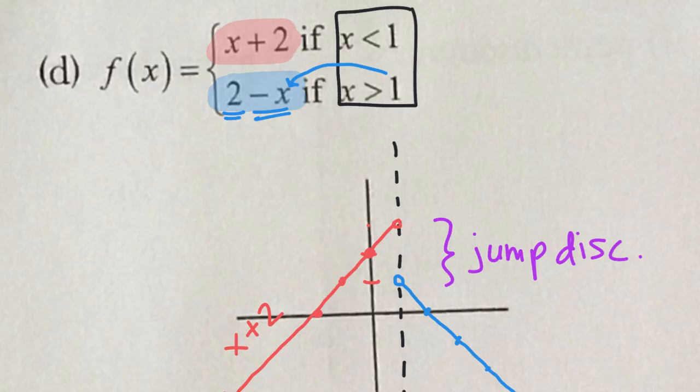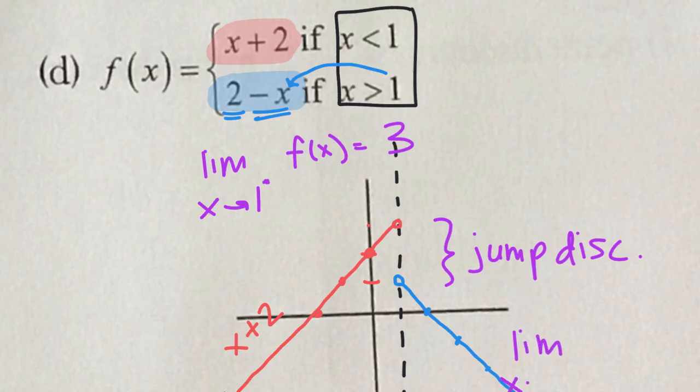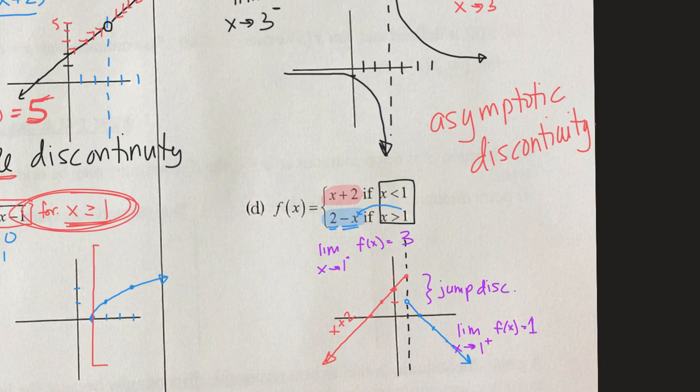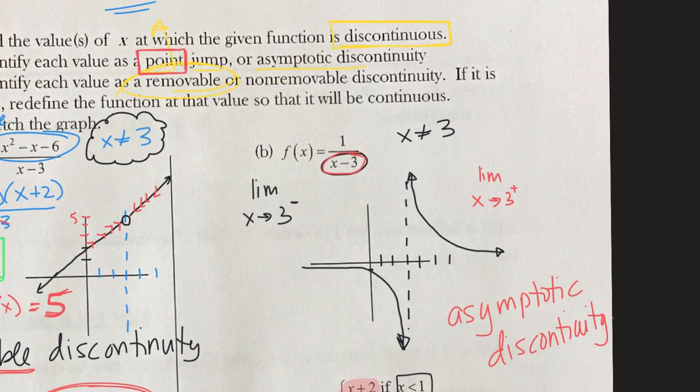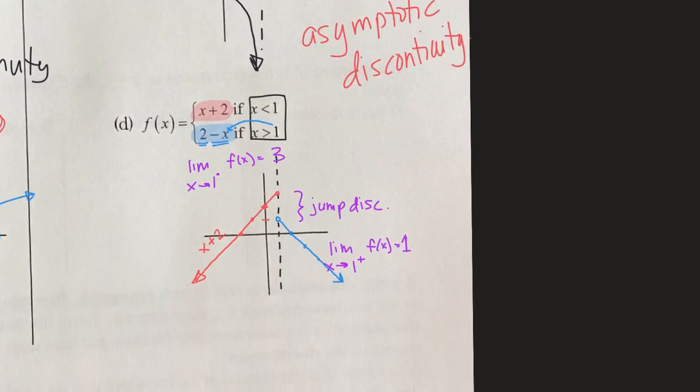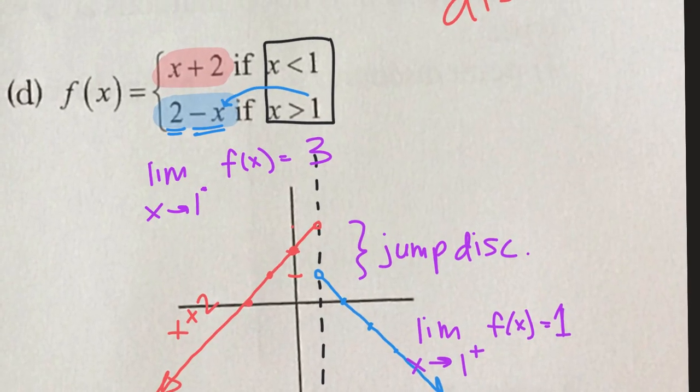Is this removable or not removable? Not removable because the limit as x approaches 1 from the left of our function is positive 3, but the limit as x approaches 1 from the right of our function is positive 1. So the left limit and the right limit do not match up. Can we make them match up? If it is removable, oh, it's not removable, so that doesn't really matter. It's unremovable because the limit there does not exist.